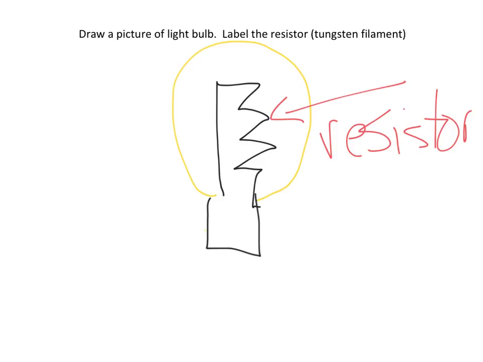So take a moment to pause and draw the picture of the light bulb I drew. And I want you to think about the concept of resistance. So resistance means that's the resistor. You can see where I labeled it there. It's that little squiggly thing, right?